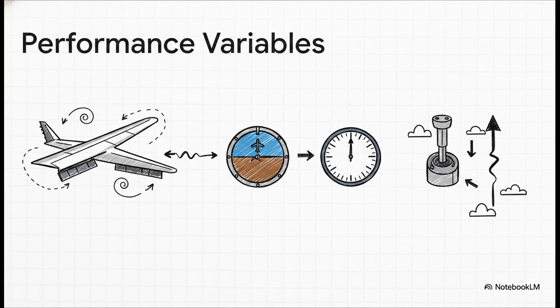I want you to burn this into your memory right now. We set the configuration, we control our airspeed with our pitch attitude, and we manage how fast we're dropping out of the sky, our rate of descent, with our throttle power.